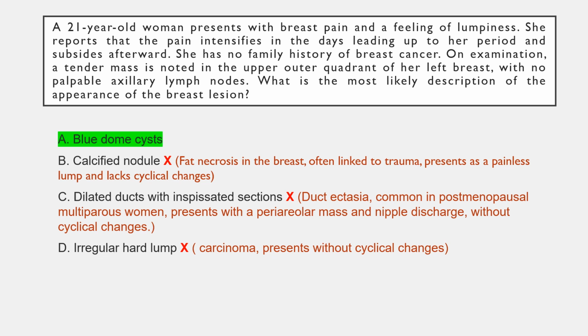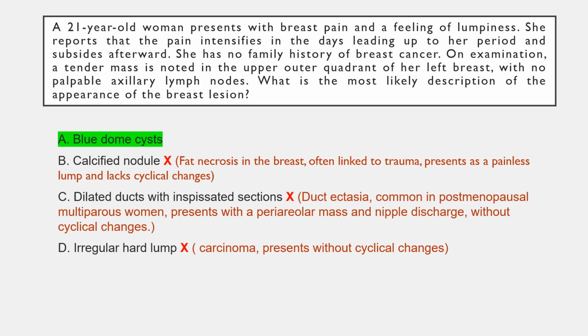Option C is incorrect, as this is a feature of duct ectasia. It will not show cyclical changes as described in the question. Mammary duct ectasia is most often seen in postmenopausal multiparous women. It presents with a periareolar mass with green, white, or brown nipple discharge.